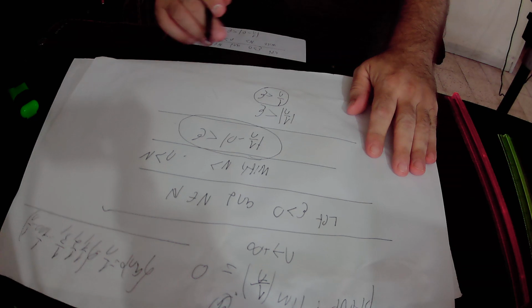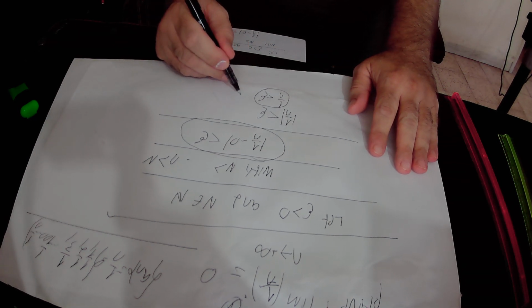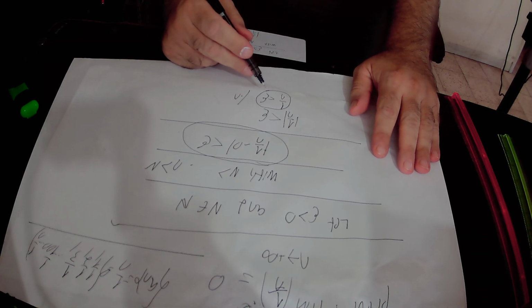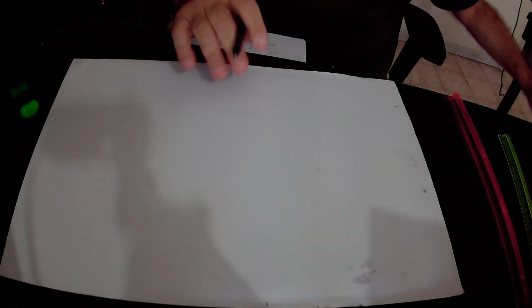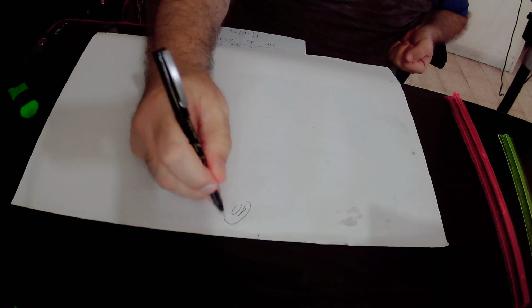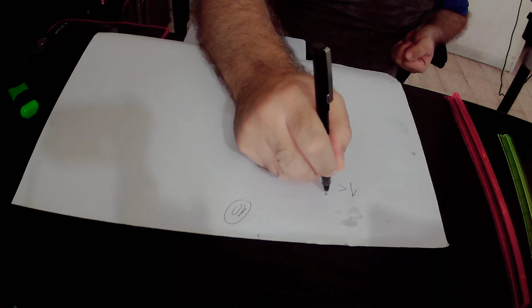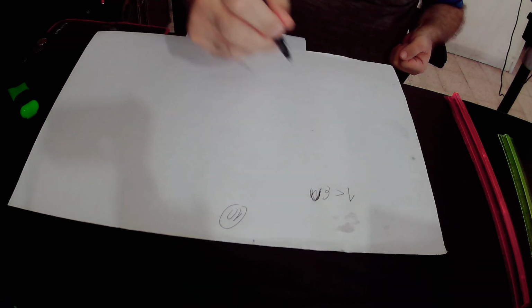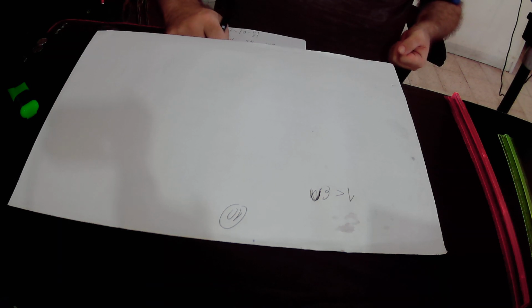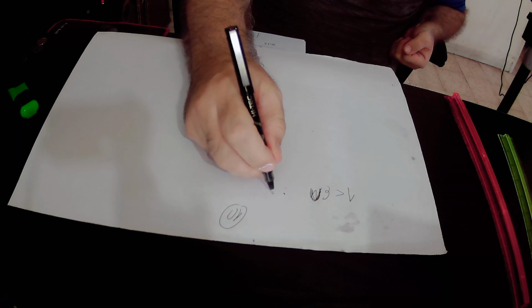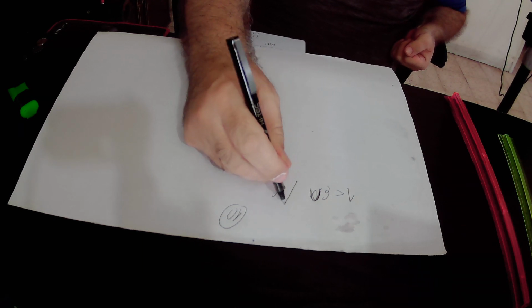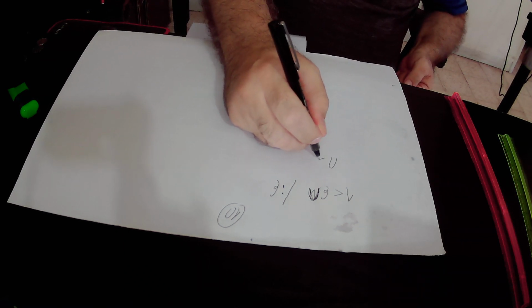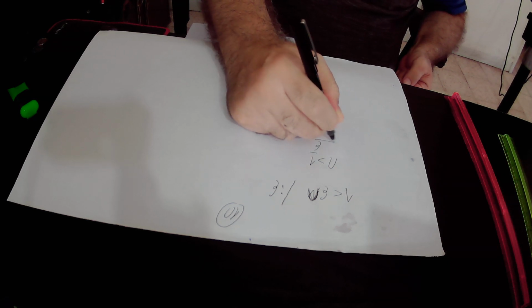So here we will multiply this inequality by n, and we will get that 1 is smaller than n times epsilon, and here we will divide this inequality by epsilon. Epsilon is a positive number, so it is allowable to divide this inequality by epsilon, and we will get that n is greater than 1 over epsilon. Okay?